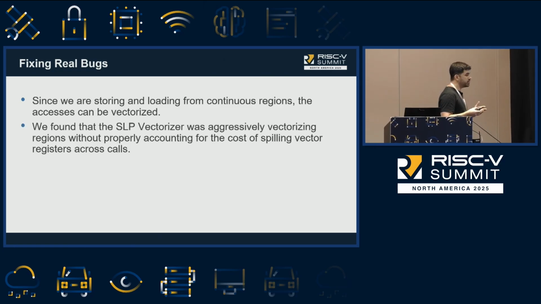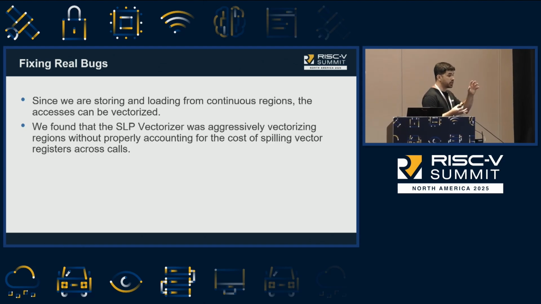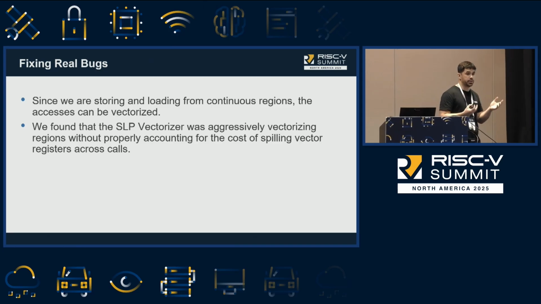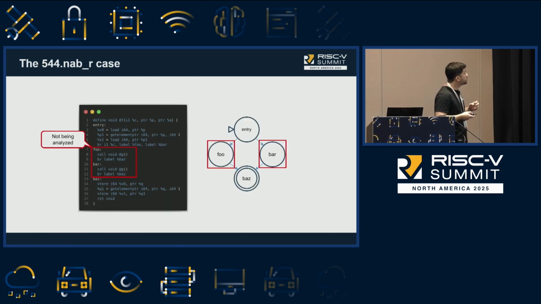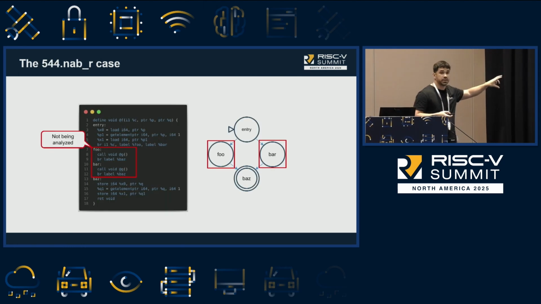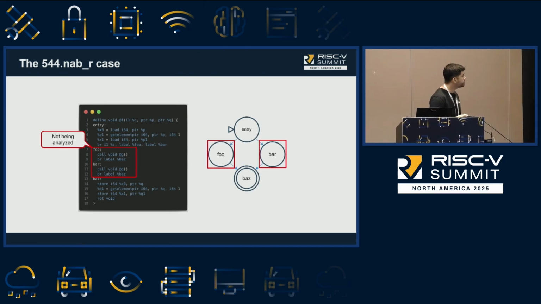But the problem was the SLP vectorizer was aggressively looking at just the blocks where the loads and stores were happening, and checking if they were profitable without checking anything in between. And it would just ignore the 2 blocks that had the function calls. So those 2 blocks were not taken into account when calculating if vectorized code was profitable.